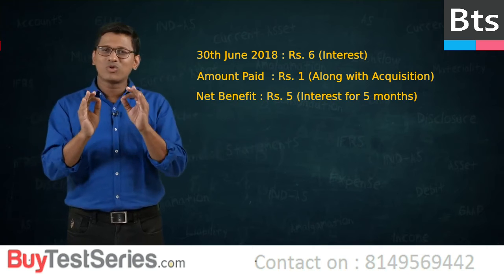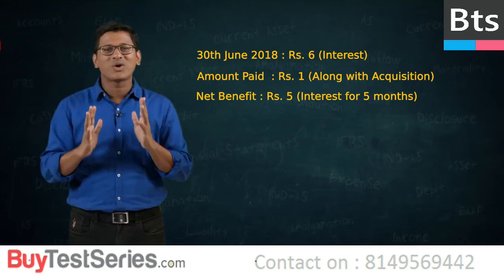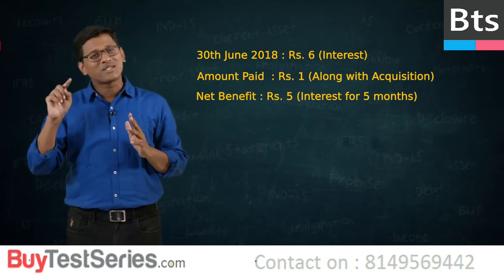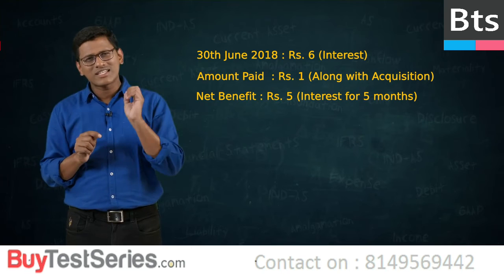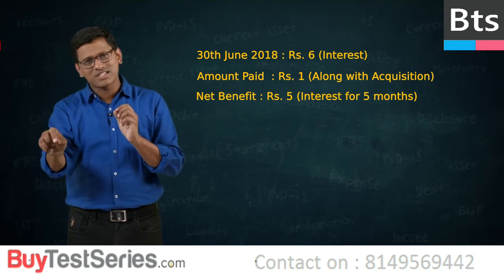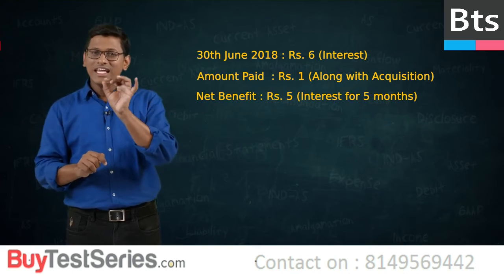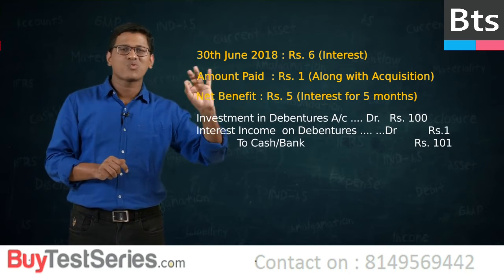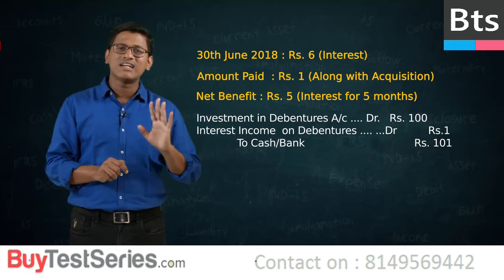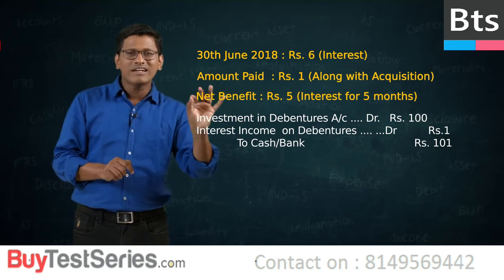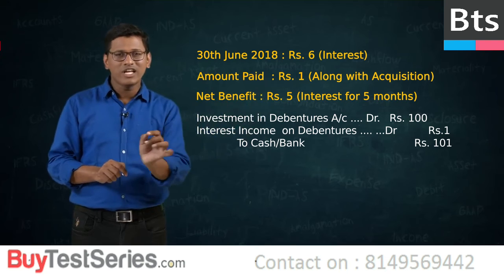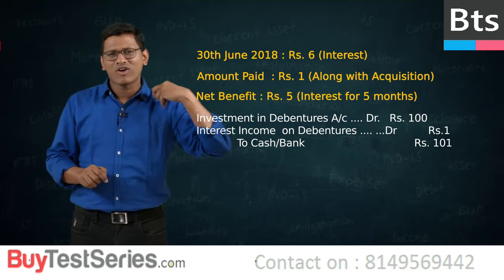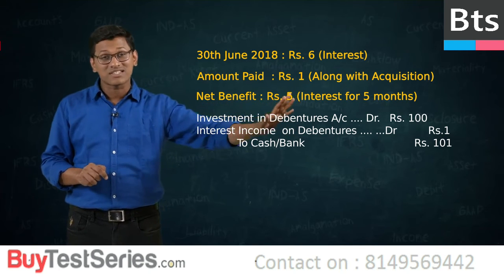Friends, let us now talk about the journal entry. How should we record this? At the time of purchasing investment, what is the entry we have passed? If we purchased it on 1st of February, investment in debentures account debited, say if the principal portion we are paying is 100, you write it as 100, interest on debentures account debited 1 rupee, to cash or bank, say 101. That is the entry you passed.